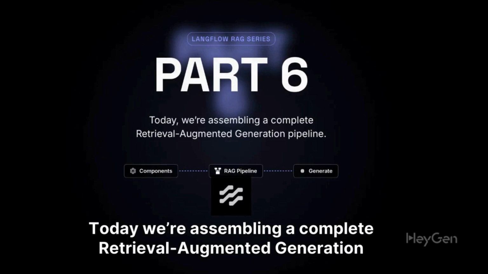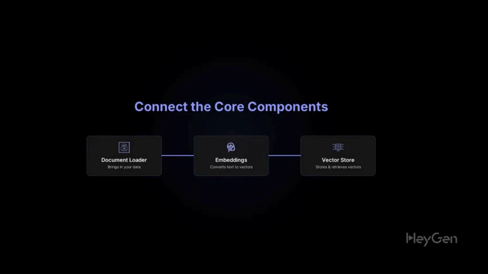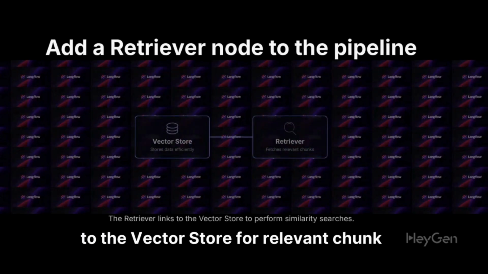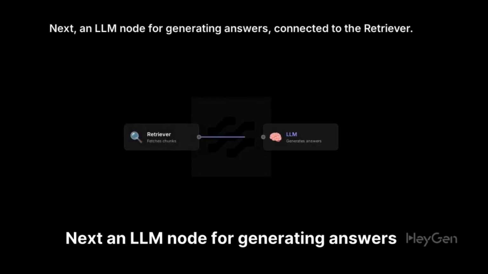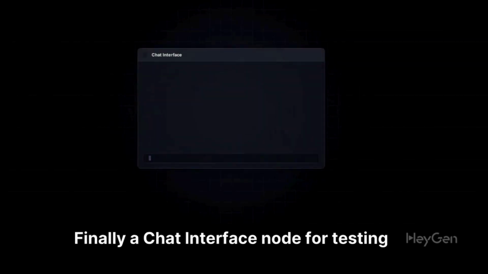Today, we're assembling a complete Retrieval-Augmented Generation pipeline. We'll connect the document loader, embeddings, and vector store. Then, add a retriever node, linking it to the vector store for relevant chunk fetching. Next, an LLM node for generating answers, connected to the retriever. Finally, a chat interface node for testing.